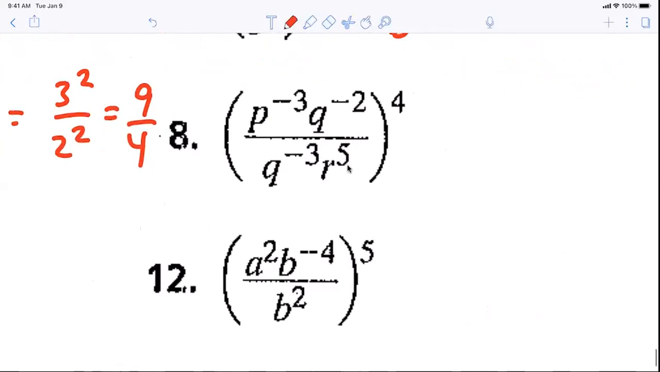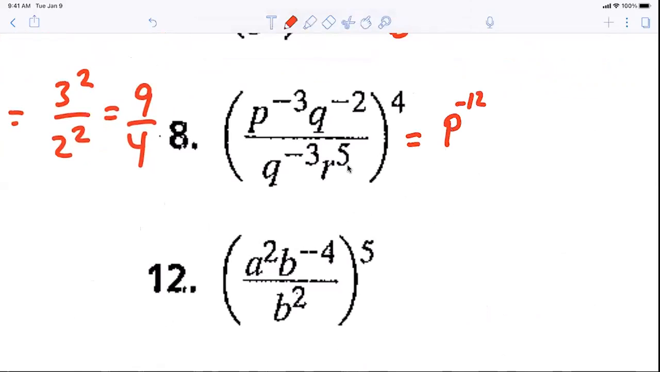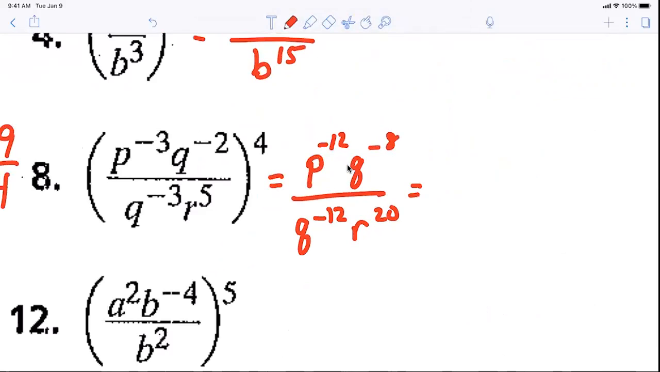Go. Okay, so P -12, good. Q -8 over Q -12, and then R20. Okay, so now you have to move everything, right? Yeah, so we go Q12. Good. Wait, that's right. Do you have to minus those first? No, just do that. Q12 over R20, P12, and Q8.